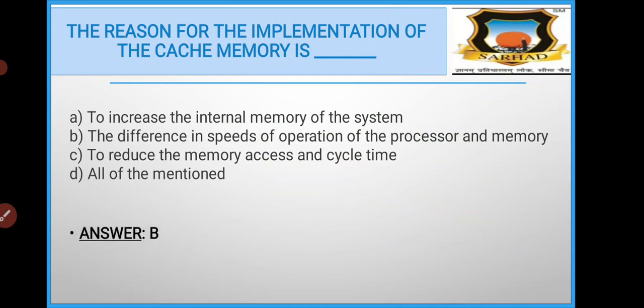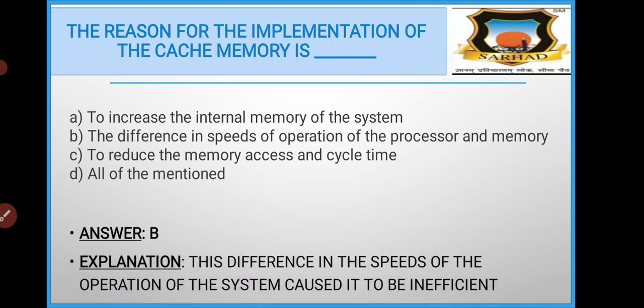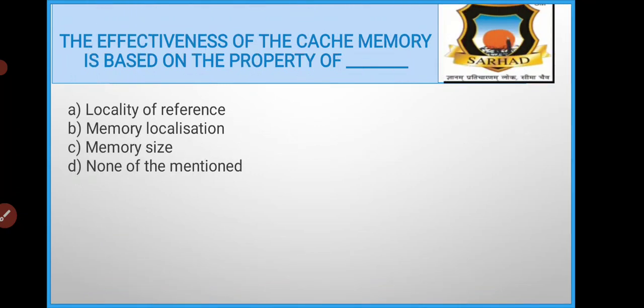So the correct answer is option B, that is the difference in speeds of operations of the processor and the memory. Because the reason for the implementation of the cache memory is what? This difference in the speed of the operation of the system causes it to be inefficient. That's why the difference in speeds of operation of the processor and memory is very important. That's why option B is correct.